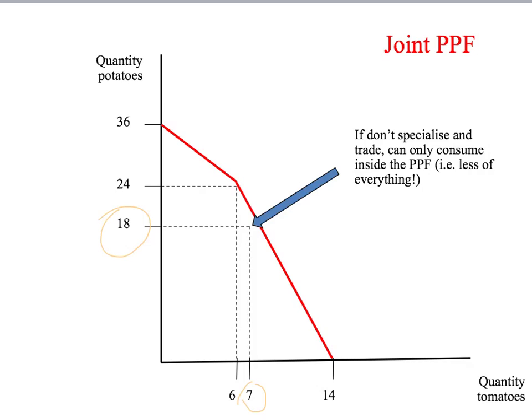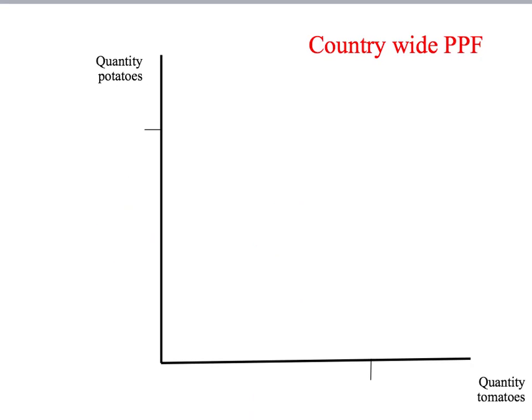While we've seen Tom and Becky's joint production possibilities frontier, we could do the same for an entire country. If we had an entire country producing potatoes and tomatoes, then the production possibilities frontier for that country would probably look something like this. The logic of the shape of the joint production possibilities frontier for the country follows the same logic as for Tom and Becky.